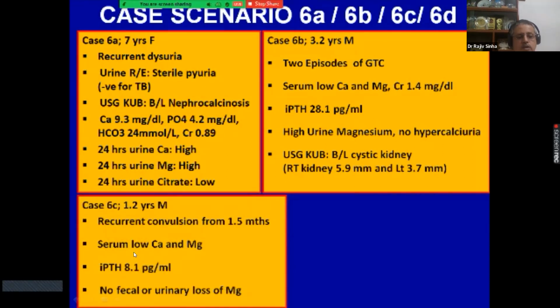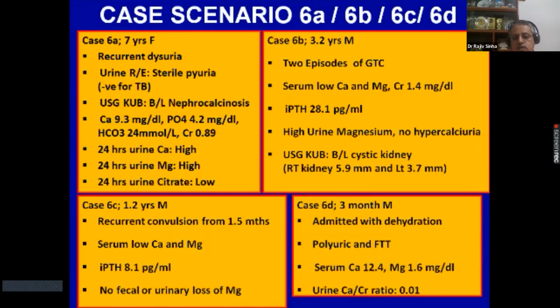Case three was a 1 year 2-month-old boy coming with recurrent convulsions from 1.5 months of age. He has been shown to have a persistently low calcium and magnesium, and again a very low PTH. But unlike the earlier two children, we could not document any loss of urinary or fecal magnesium. The previous two, if you remember, had a loss of magnesium in the urine. Here, there was no loss of magnesium in the urine, and there was no diarrhea.